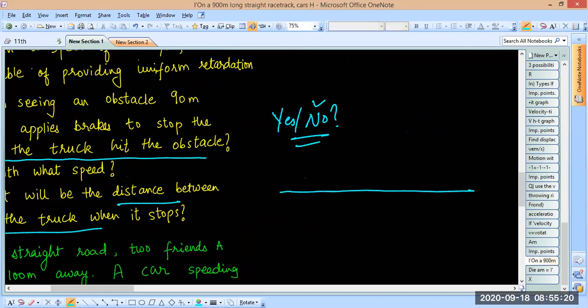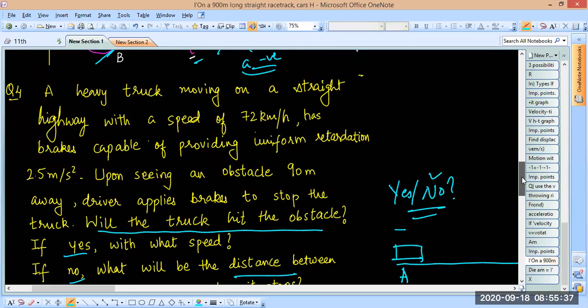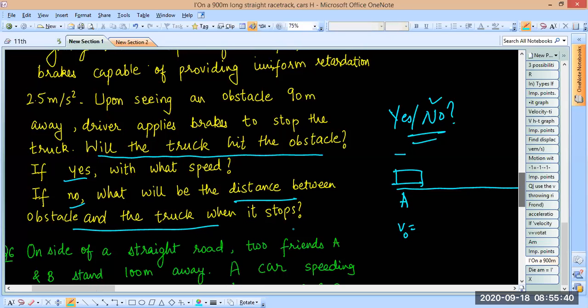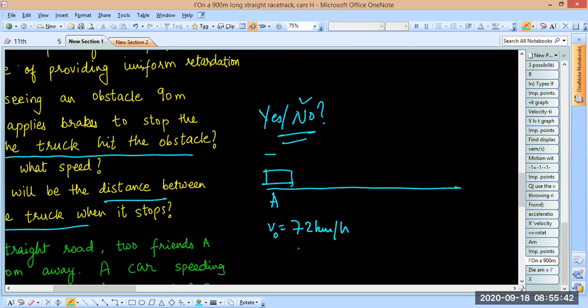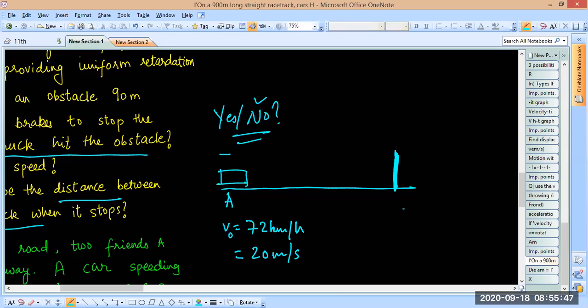Let's check. Here's the truck. Let's say it starts at the point A, where its initial velocity is 72 kilometer per hour. But in meter per second, that's going to be 20 meter per second. But here is that obstacle. Let's say in how much distance it will stop, we will find it.